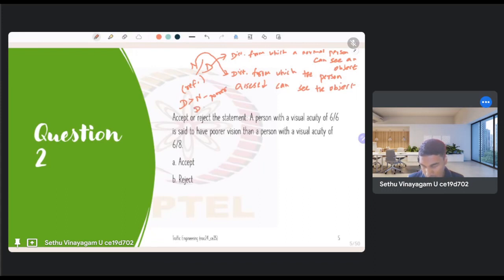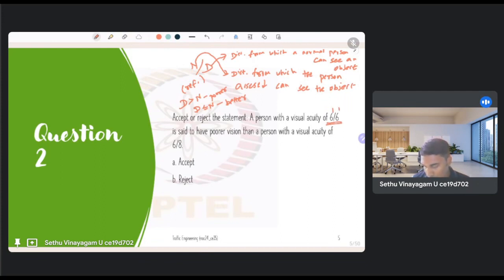If the denominator is less than or equal to n, it means the person who is getting assessed is able to see the same object from a much farther distance than a normal person, right? Which means the visual acuity is better, right? So if you look at that, a person with a visual acuity of 6 by 6 has a normal eyesight, because he is able to see from a distance of 6 meters, and the normal person is also able to see from a distance of 6 meters. So this person has a normal eyesight.